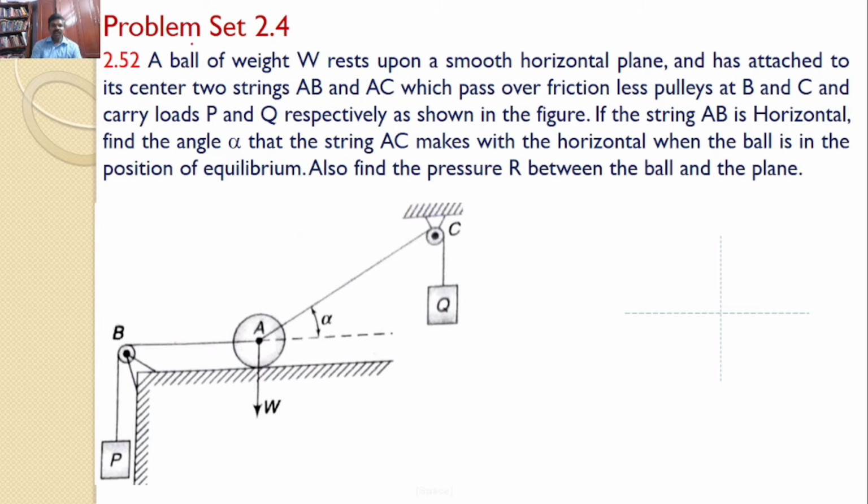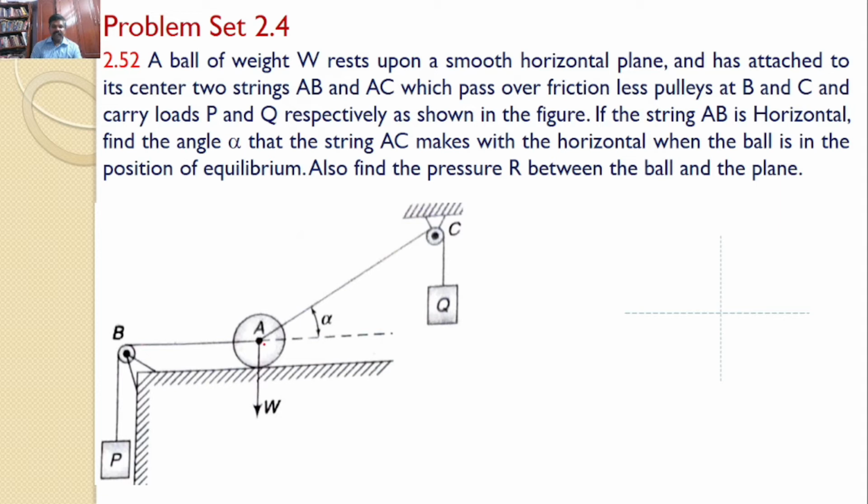In this tutorial, we will discuss problem set 2.4 and problem number 2.52. A ball of weight W rests upon a smooth horizontal plane and has attached to its center two strings AB and AC, which pass over frictionless pulleys at B and C and carry loads P and Q respectively, as shown in the figure. So here there is a ball.